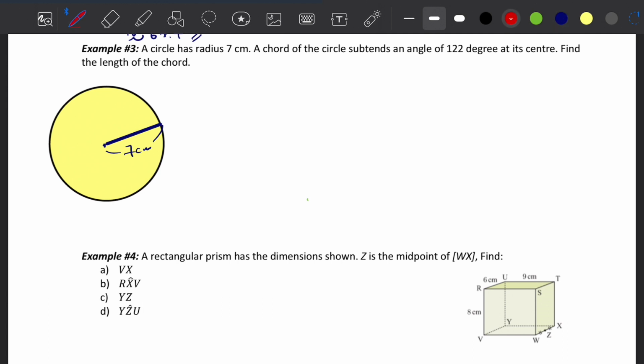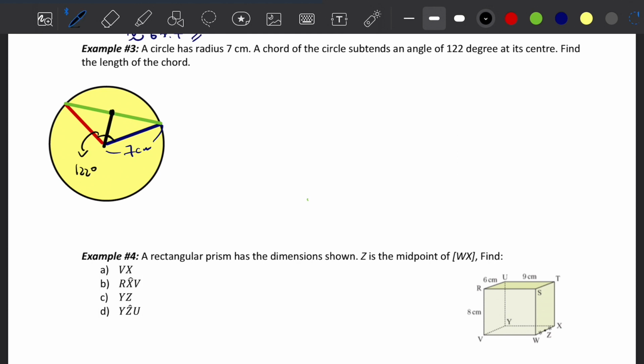So let's draw another radius line so we can draw the chord. Let's draw another radius line like this. Then we can say that the chord is going this way. And we know this is 122 degrees according to the question. Since we're just going to use the trigonometric ratio, not the chord formula, we can draw a line that passes through the center and the midpoint of the chord.